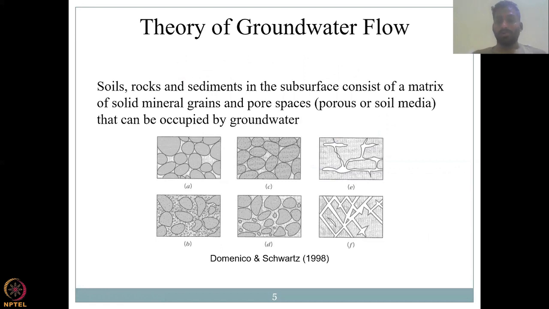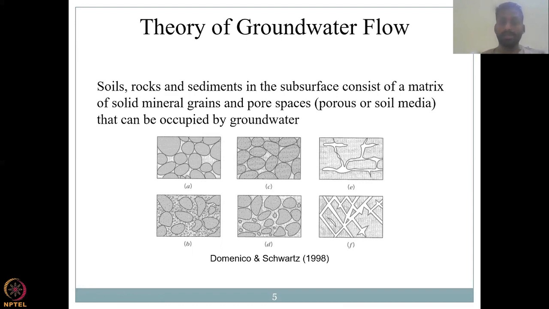Let's look at the theory of groundwater flow. The most basic element for understanding the groundwater flow is to understand where the groundwater is going to be stored. We know groundwater constitutes different types of water that gets into the ground, but to get into the ground, there has to be some space and storage. If it is full solid rock, water cannot get in, right? So there is some space, and that would be a very important factor for groundwater hydrology.